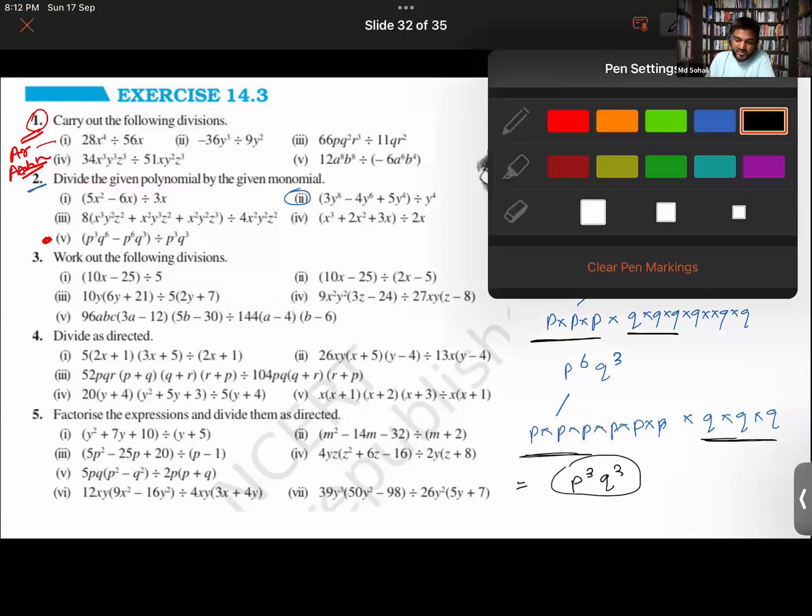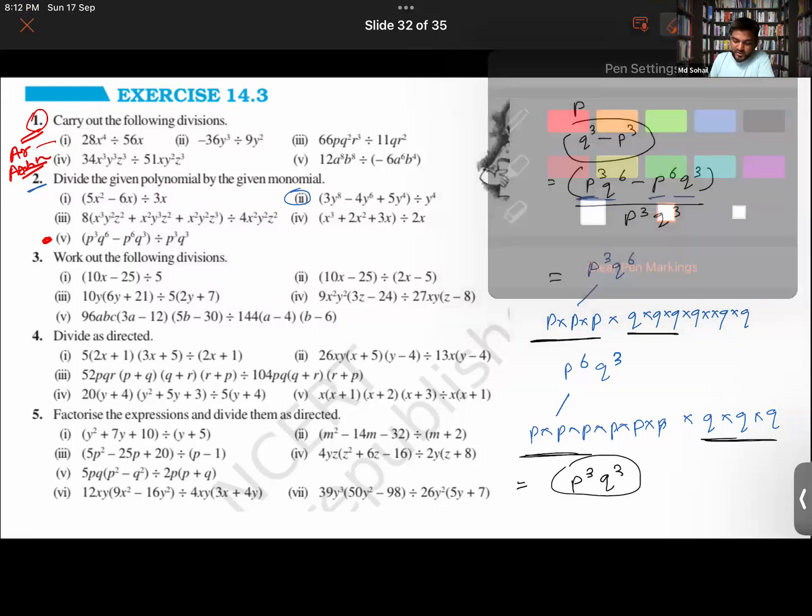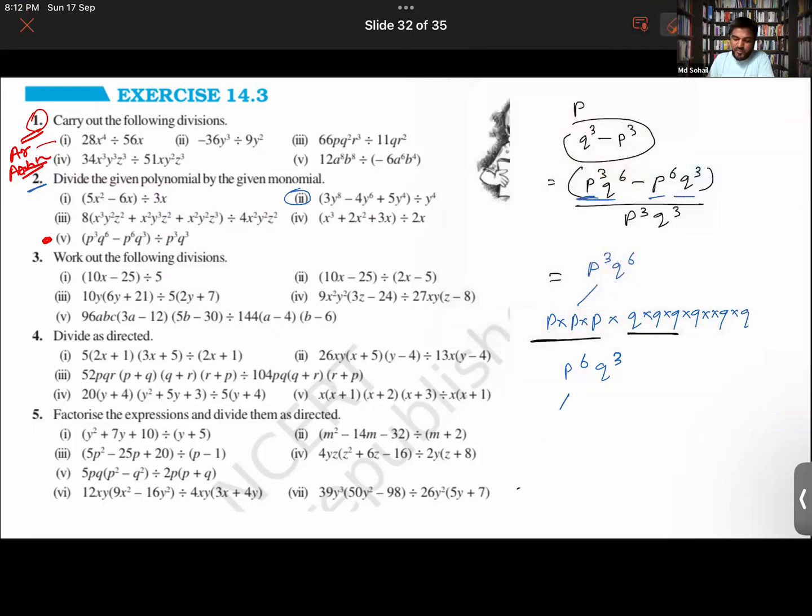When you take that out, you are left with what, Arhan? P cube Q cube, it will be Q cube minus P cube, right? Yes, sir. Is that clear? And it will be P cube Q cube, so this gets cancelled, so you are left with this. That is correct. Arham, did you get this, or shall I repeat the solution? No, sir, it's okay. Okay, what is your answer?